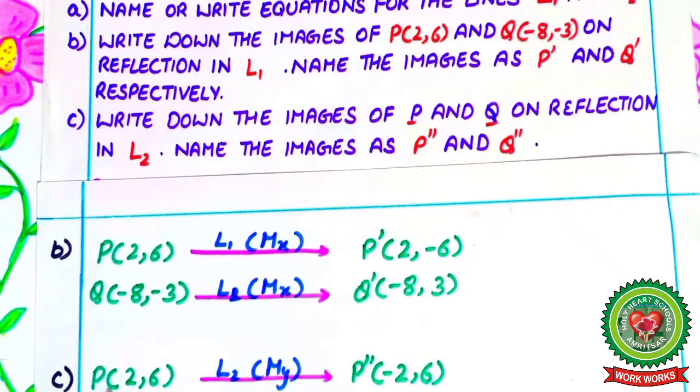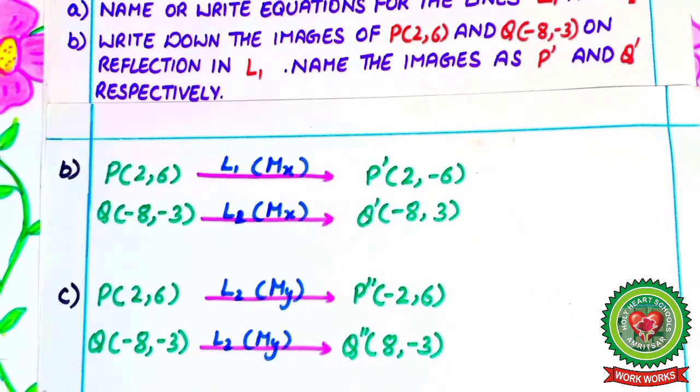P coordinates are (2, 6). Now we have to do reflection in the L2 line. It means reflection in the y-axis. So after reflection in the y-axis, the coordinates of P double dash are (-2, 6). And Q is (-8, -3). After reflection in the y-axis, the coordinates of Q double dash are (8, -3). After reflection in the y-axis, the sign of the abscissa will change. So minus 8 will change into plus 8. This is the example of invariant points.